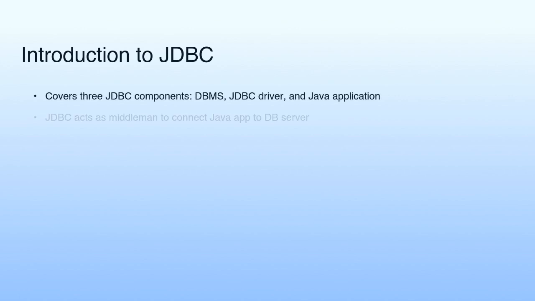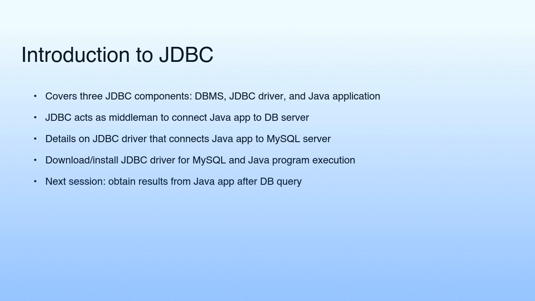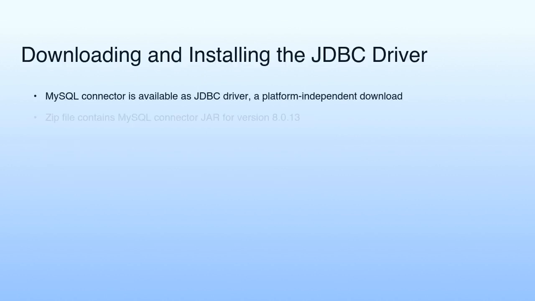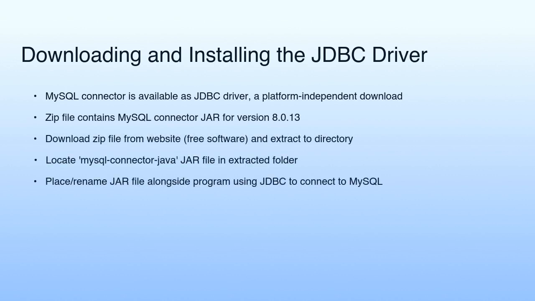JDBC allows Java applications to interact with databases by acting as a middleman that connects the application to the database server. It consists of three main components: the database management system, the JDBC driver, and the Java application itself. The MySQL connector serves as the JDBC driver for MySQL databases. It can be downloaded as a platform-independent zip file containing the necessary JAR file, which must be included in the Java application's class path to enable the connection.